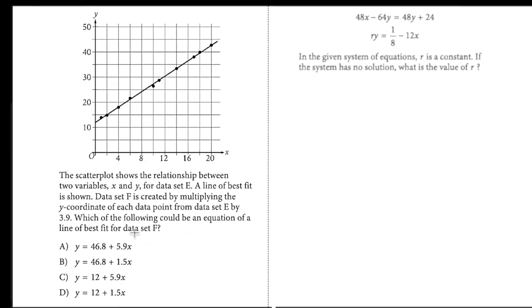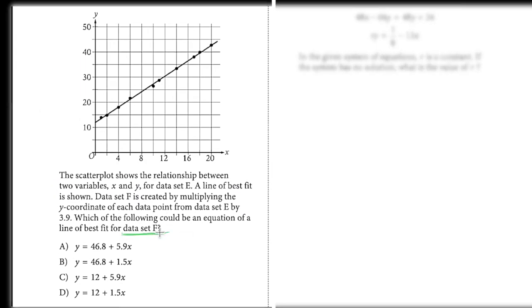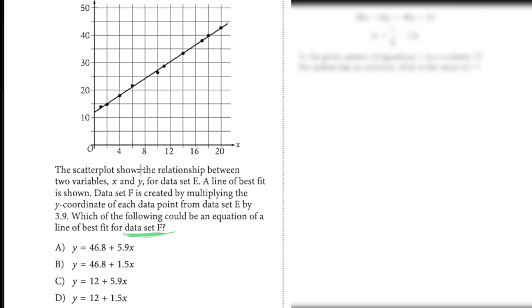Which of the following could be an equation for data set F? It's specifying data set F, so I'm going to double check the beginning to make sure that this is data set F. And we see that it is in fact not. It is data set E. Data set F is created by multiplying the y-coordinate of each point by 3.9. So basically we want to say y times 3.9 is going to get us to the data set we're looking for. And then all of these are in slope-intercept form. They just stuck the y-intercept in front instead of at the end.